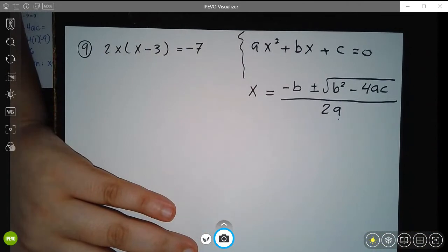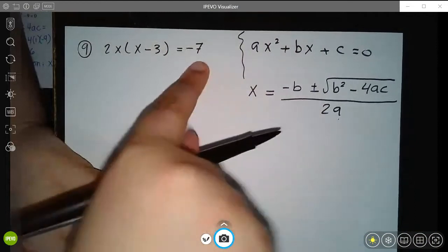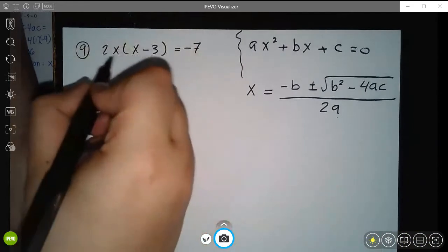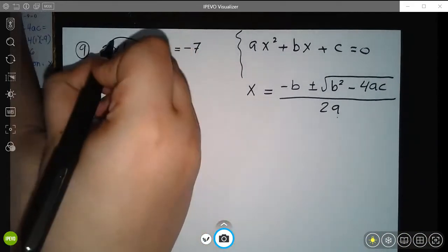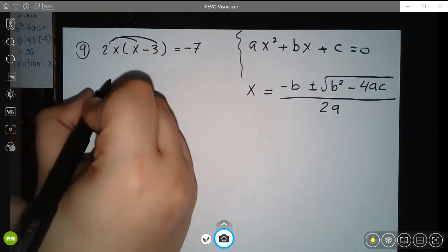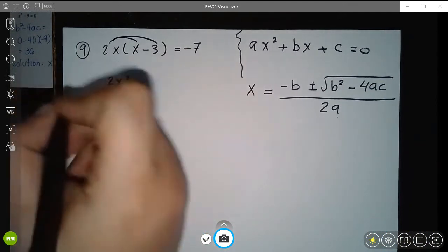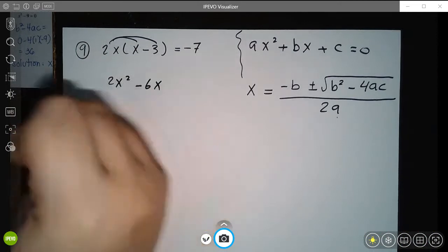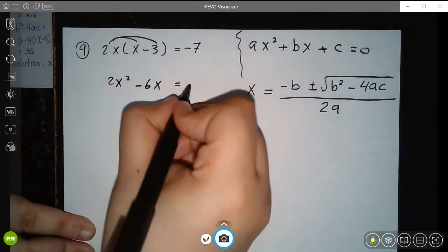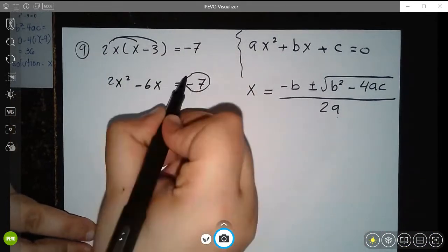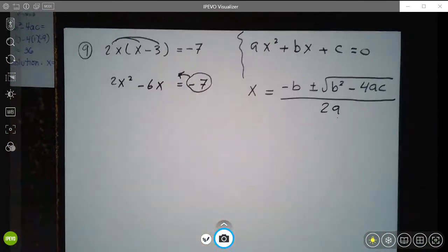I have 2x multiplied by a pair of parentheses. So that's what I'm going to do first. I'm going to get rid of any complication, make sure this side is 0, and then use the formula. All right? Here we go. 2x multiplied in, one value, two values. Okay, here you go. 2x times x is 2x squared. 2x times negative 3 is negative 6x. It equals negative 7. Next step, grab the negative 7, move it to this side, because I want the right side to be 0.